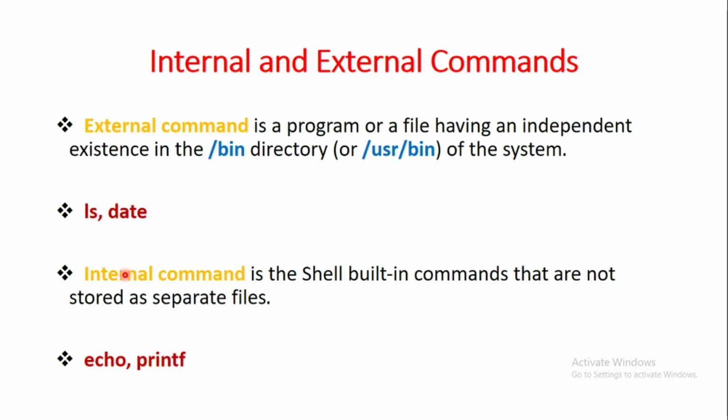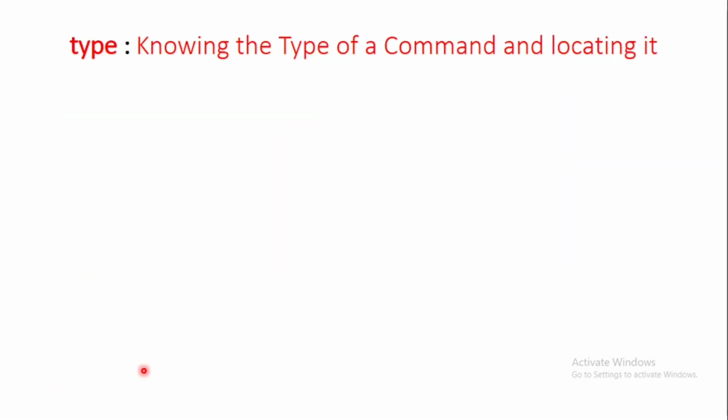Then there is something called an internal command. An internal command is a shell built-in command that is not stored as a separate file. In other words, these are commands which are part of the shell and are not present anywhere in the directory structure. Such commands are called internal commands. Examples are echo and printf. And how to determine whether a command is internal or external? That can be done by making use of a command called type. The type command allows us to know the type of the command, either external or internal, and also helps us in locating it.